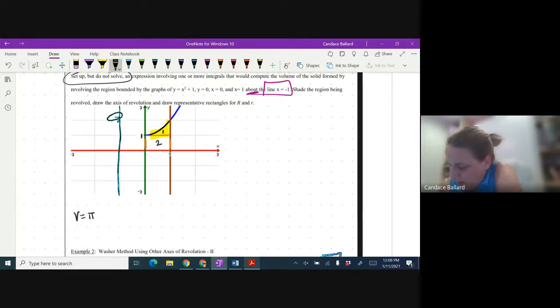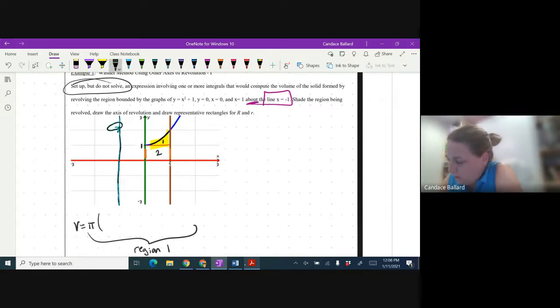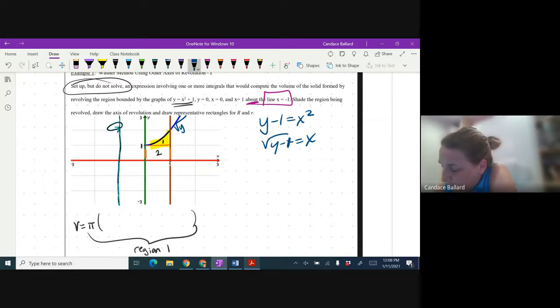So we're always going to start with pi, and this is region 1, just so you understand what we're doing here. The catch before I get too far into it is that if I am rotating in the vertical direction, I need my equation in terms of y instead of x. So I need to solve this for y. I'm going to do that first. It's going to be y minus 1 equals x squared, and I really only want the positive square root here, because that's all I'm dealing with. So that's the equation I am now working with for that part of the graph.